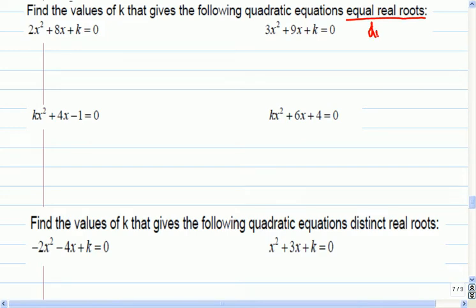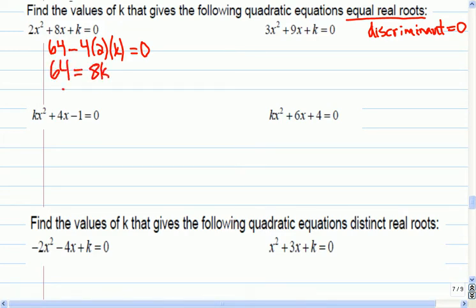Okay, so that means this is what I'm thinking of in order to make that happen. So let's find the discriminant here. It's going to be 64 minus 4 times 2 times k, and I have to be equal to 0 in order for this to be equal roots. So the value I could solve for, 64 equals 8k. So this has the value k equals 8, and that means I'll have equal roots.